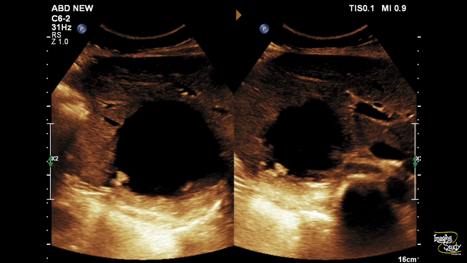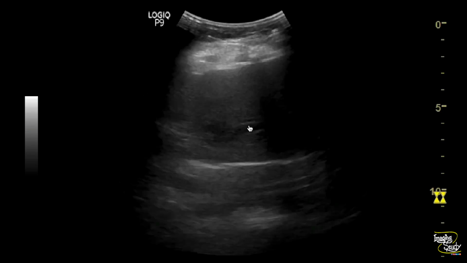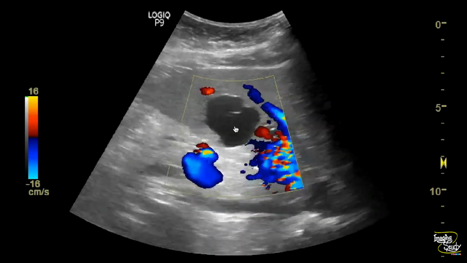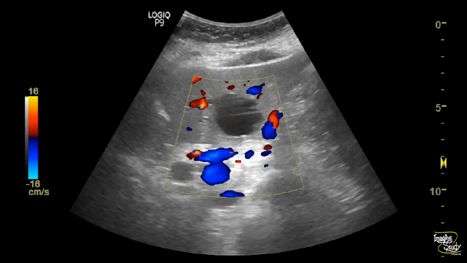On the right picture, you can see this area shows irregularity of the wall. These are due to the complication of the cystic lesion. Another cystic area, you can see a fine septation. On color Doppler, there is no internal vascularity, and this lesion is not displacing or compressing the adjacent vessels.